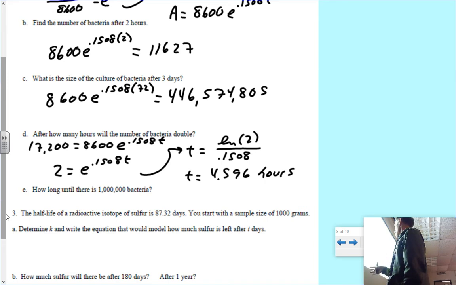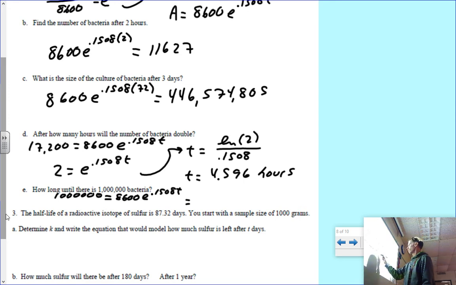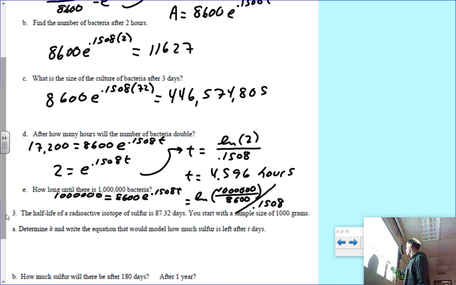Letter E is exactly the same way. 1 million equals 8,600 e to the 0.1508t. Divide by 8,600, take the ln. So this is going to end up being ln of 1 million over 8,600, all over 0.1508, and that's going to be 31.538 hours.